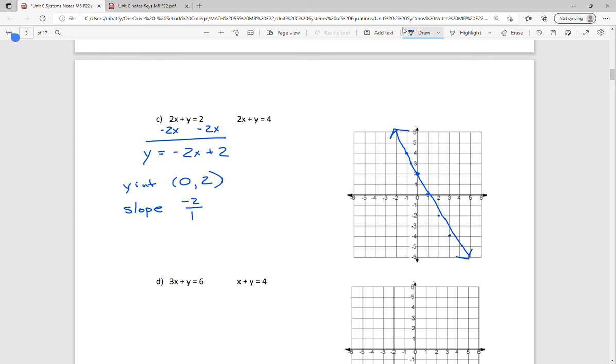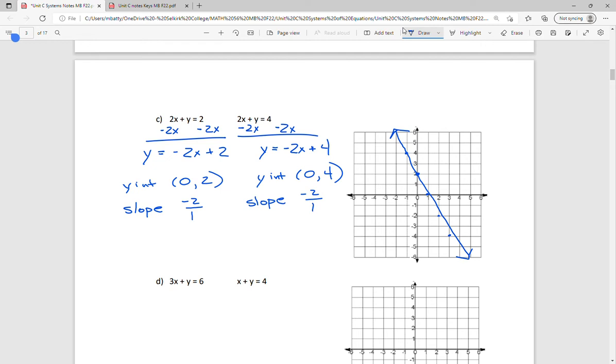So the other equation, I'm going to put it in slope-intercept form. I'm going to start by subtracting 2x from both sides. That gives me y equaling negative 2x plus 4. And now I can interpret this like I did the other. So my y-intercept is 0 and 4, and my slope is negative 2 over 1.